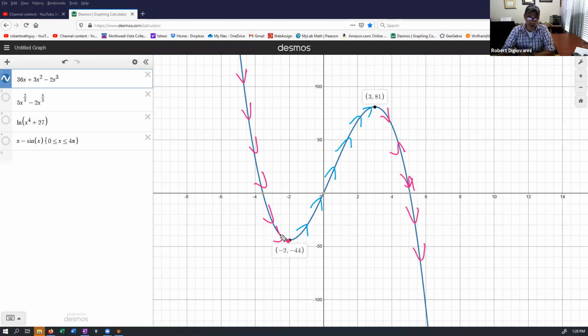So to the left of -2, we're decreasing. To the right of 3, we're decreasing. Between -2 and 3, we are increasing. That's what we had, right? That's all the information we had.